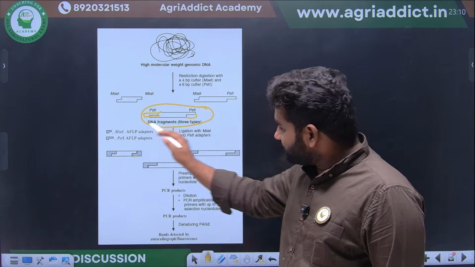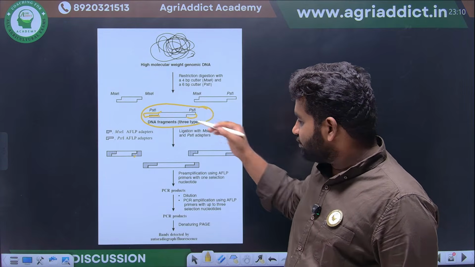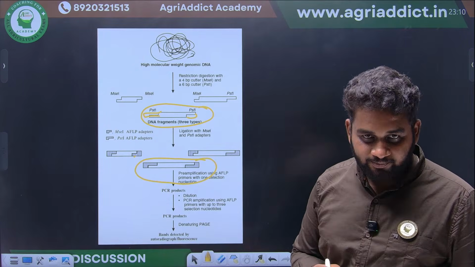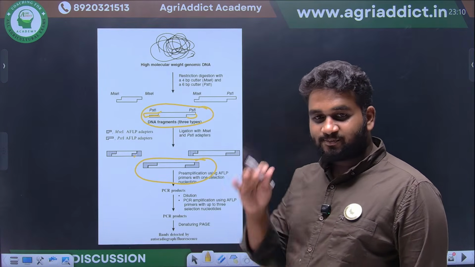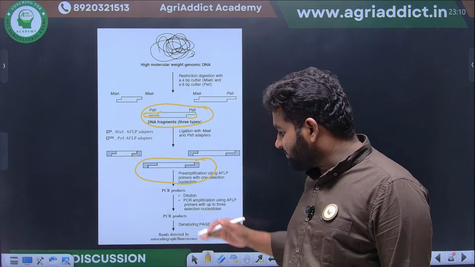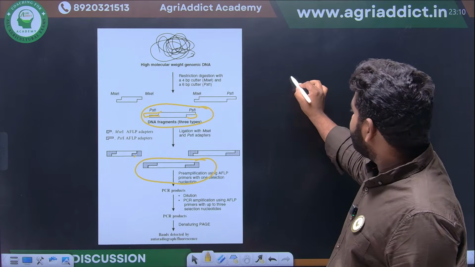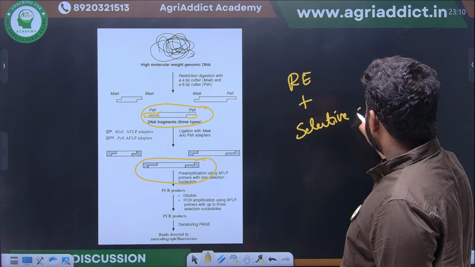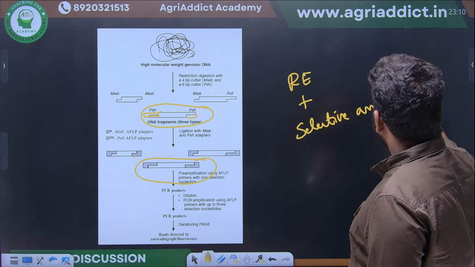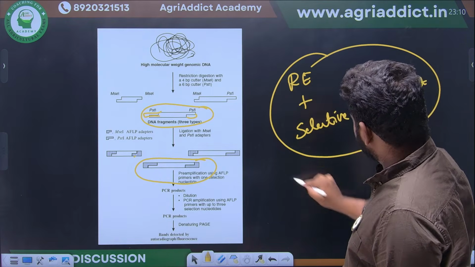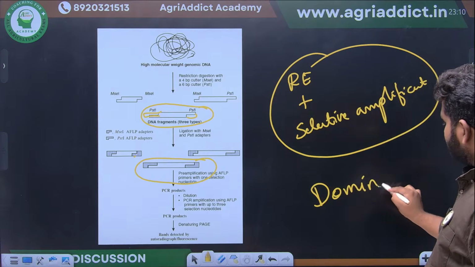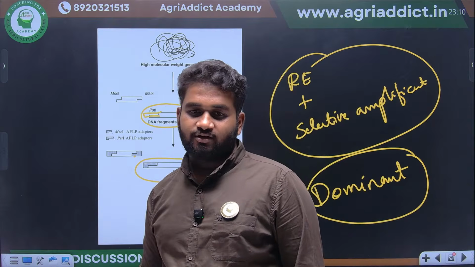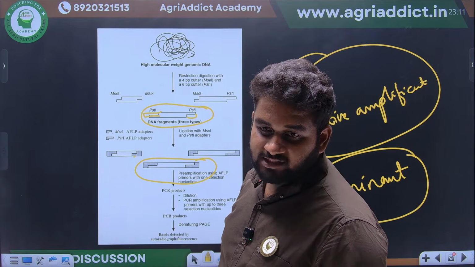Out of these different fragments after your digestion, you only need selective amplification of particular products. Then you will use some selective nucleotides in your PCR primers, so that you can reduce the complexity. That's why it is restriction enzyme digestion plus selective amplification. And also this is a dominant marker, where you can't differentiate between homozygous dominant and heterozygous dominant, but sometimes codominant.